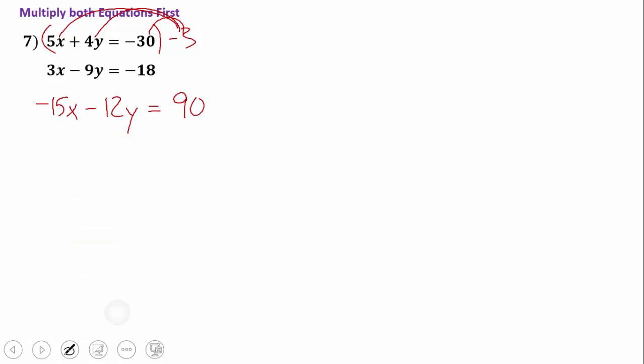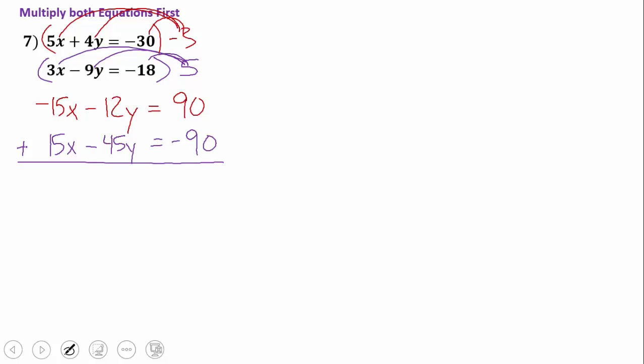And then I'm going to multiply my second equation by a positive 5. Positive 5 times 3x gives me a positive 15x. Positive 5 times a negative 9y is negative 45y. And then positive 5 times a negative 18 is negative 90. Now I can add these. Maybe you see why I did that.